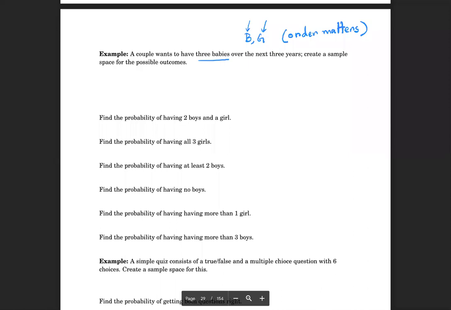Okay, guys. So go ahead and tell me, somebody, what have you done, and give me an idea. So for the first question, find the probability of having two boys and a girl, would it be BBG? Yes, but even before answering the questions, I wanted you to create the sample space first for this scenario. So if the couple wants to have 3 babies over the next 3 years, what is the sample space? That's what I was trying to have you do.